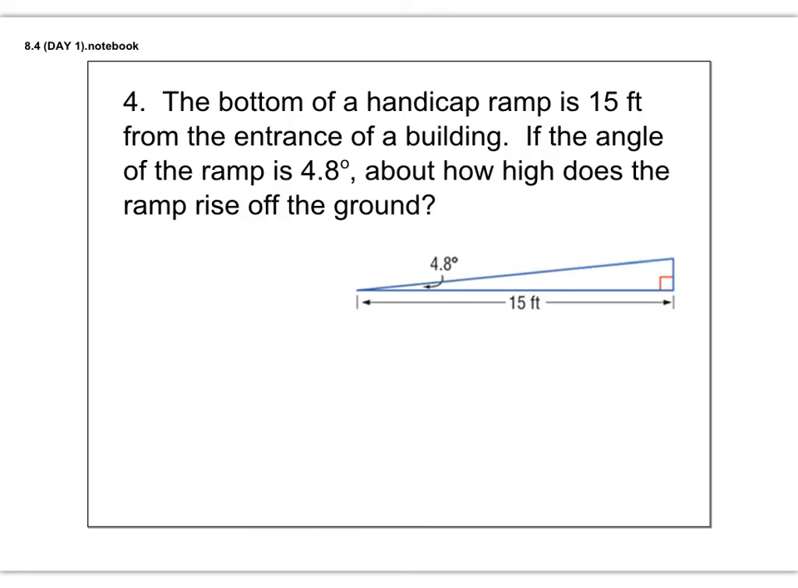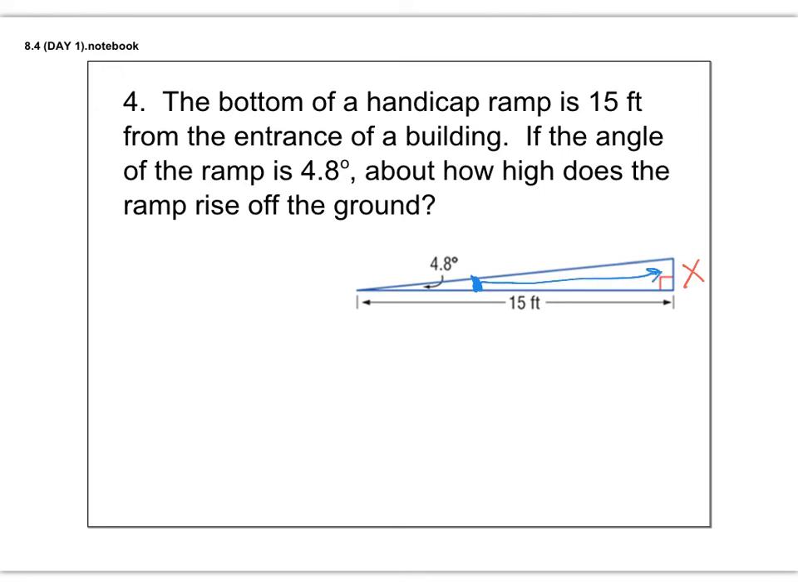Let's try another one. The bottom of a handicap ramp is 15 feet from the entrance of the building. If the angle of the ramp is 4.8 degrees, about how high up does the ramp rise off the ground? We want to figure out this side. How high up is that ramp? Start with the angle that's not 90. In this case, it's 4.8.